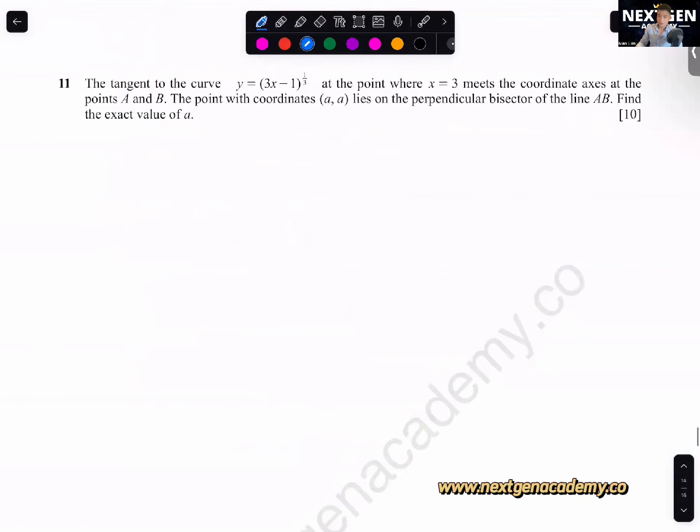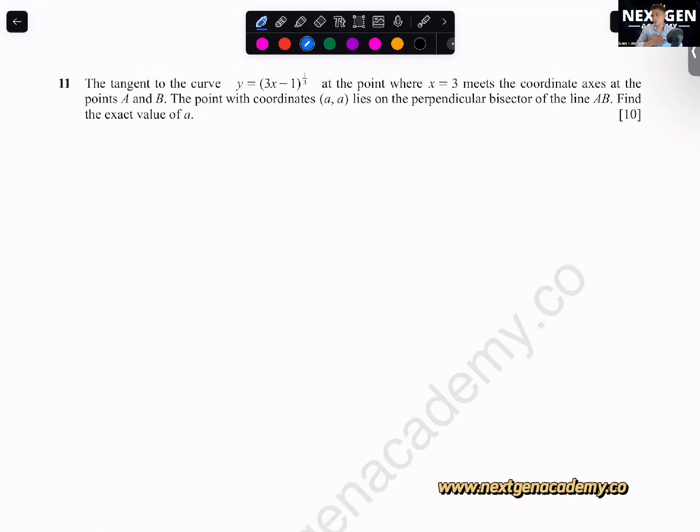Okay, number 11. The tangent to the curve y equals (3x minus 1) to the power of 1 over 3 at the point where x equals 3 meets the coordinate axes at the points A and B. The point with coordinates (a, a) lies on the perpendicular bisector of the line AB. Find the exact value of a. All right, okay, tangent to the curve.